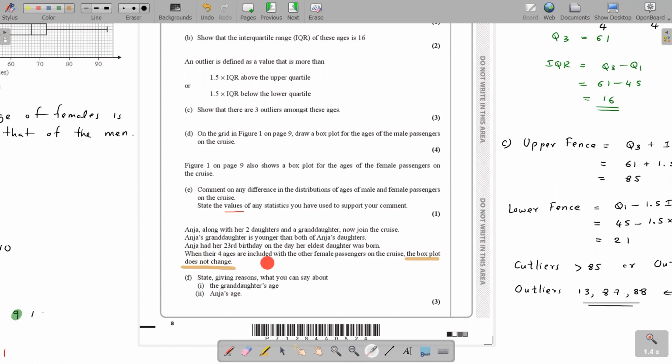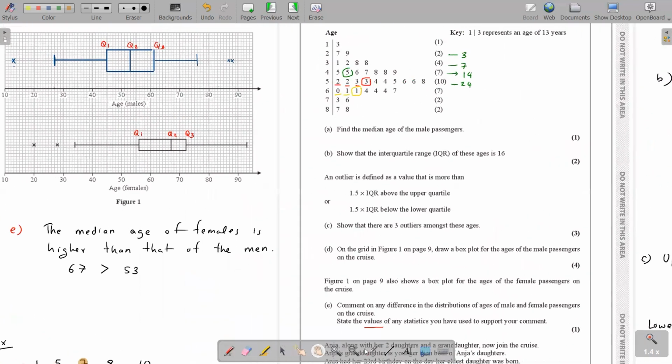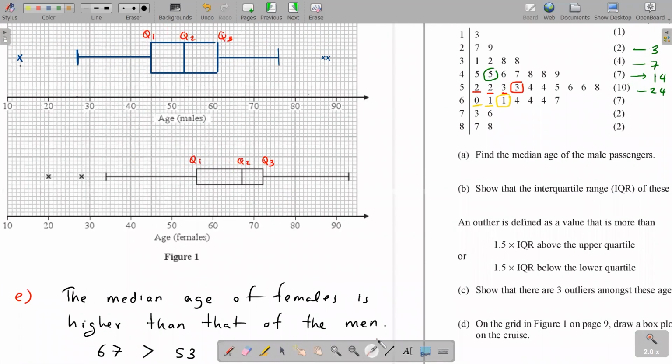When their 4 ages are included with the other female passengers on the cruise, the box plot does not change. Now, this does not change theory will include what I told you just now. So you have 4 passengers to include in this box plot. There are 4 things to include, and then if the box plot doesn't change, what do you understand? So then now see your current Q1 shouldn't change, which means what?